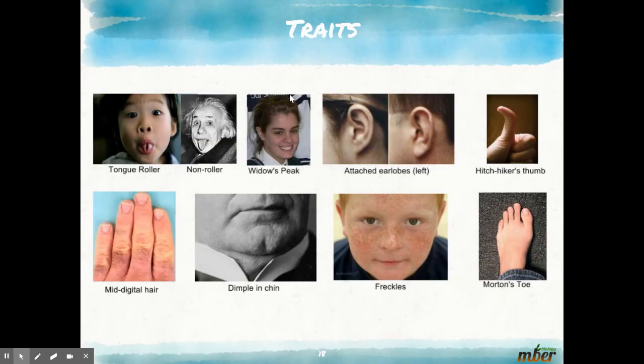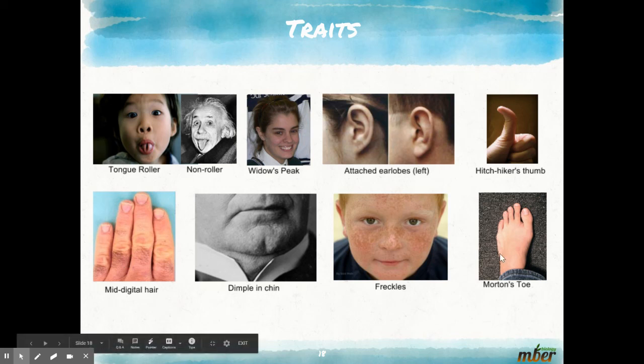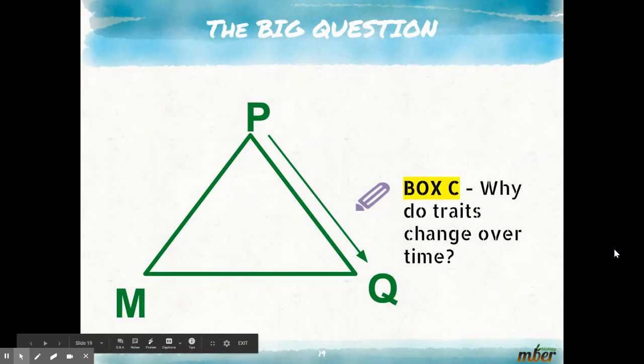Okay, so traits, there's a huge variation of traits. I mean, look at just this, okay? Some of you guys can roll your tongues, others can't. Some of us have widow's peak. Some of us have attached earlobes or unattached, hitchhiker's thumb, mid-digit knuckle hair, dimple chin, freckles, Morton's toe. There are so many different variations in the human species, right? And these are only a couple.